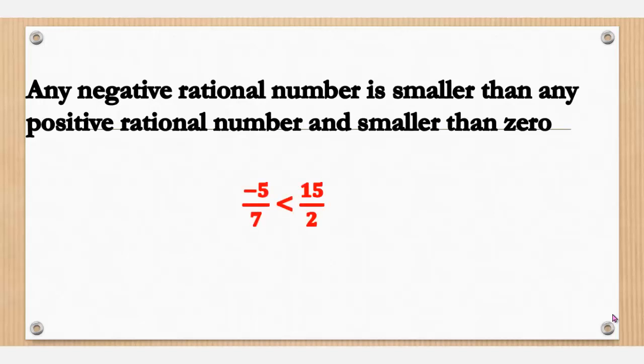So for example, negative 5 over 7 is a negative rational number. Sure, it's smaller than a positive rational number, which is 15 over 2. And at the same time, it's smaller than 0 as well. Let's go now and solve some examples on comparing rational numbers.